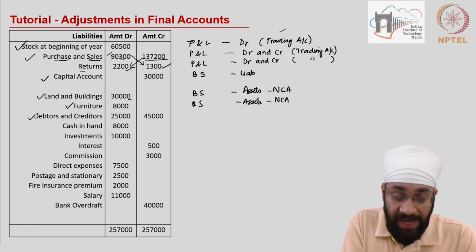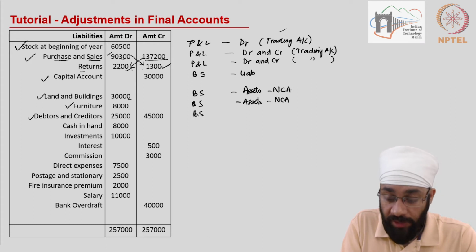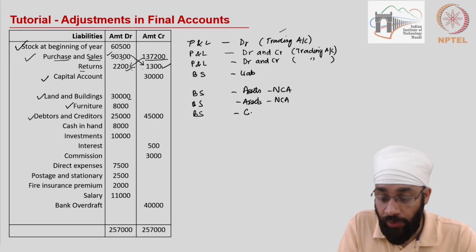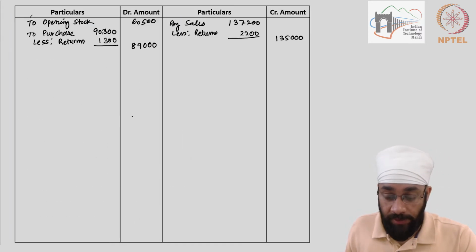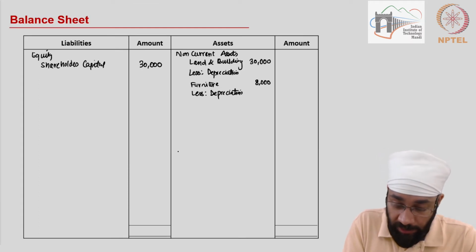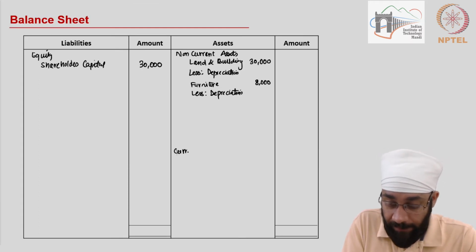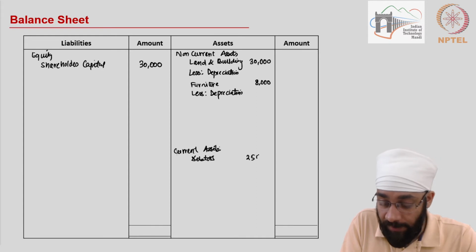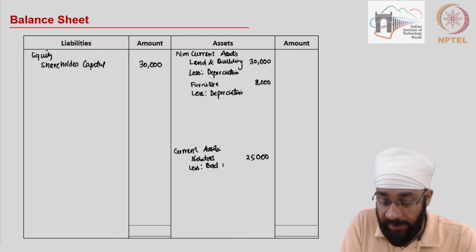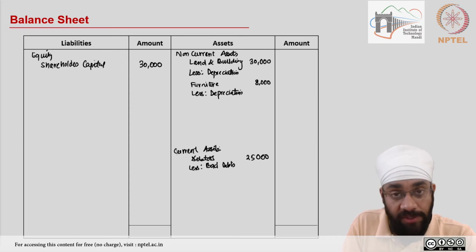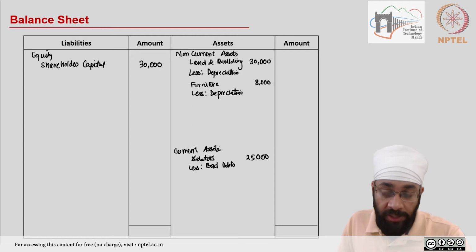Next up, you have debtors and creditors. Again, both the things go to balance sheet. Debtors go to current assets, and creditors go to current liabilities. Amount for debtors is 25,000. So in the balance sheet, let me create maybe somewhere here current assets and debtors, 25,000. I also know that I have to provide for bad debts at the rate 5%, but I'll do that when I reach the transaction.